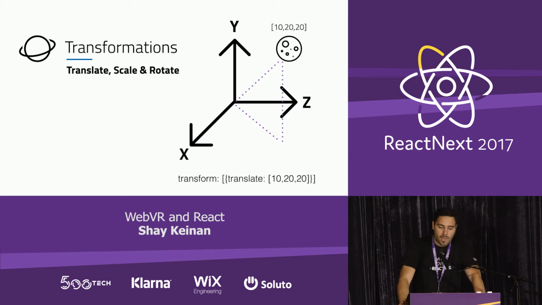We can apply transformation on any component, just like we do with CSS. The syntax is a bit different than classic CSS, but you should be familiar to those who code in React Native. If I want to place an object anywhere other than 0, 0, 0, I use translate. If I want to change its size, I use scale. And if I want to rotate it along a certain axis, I use rotate, just like in CSS.